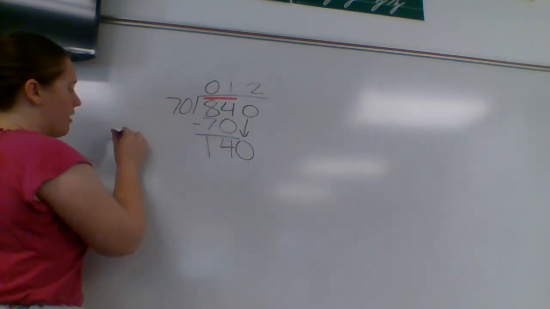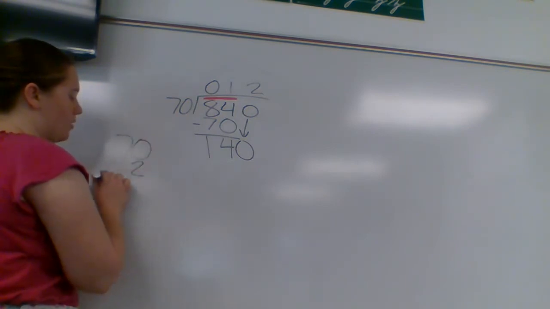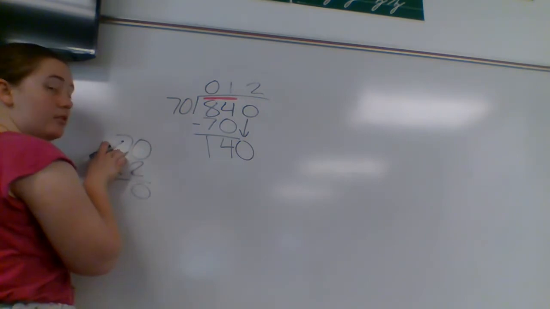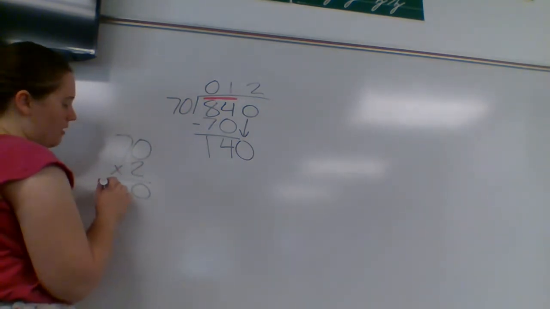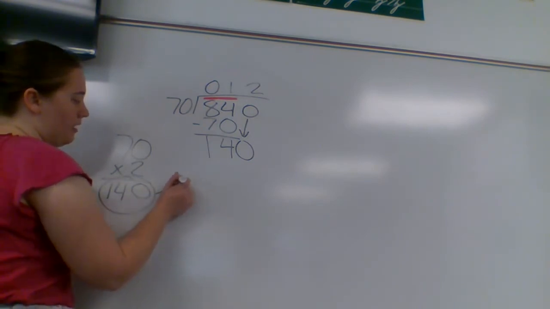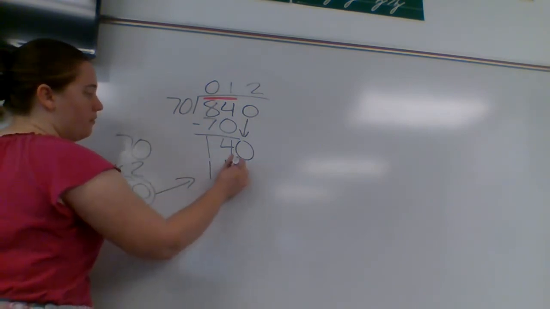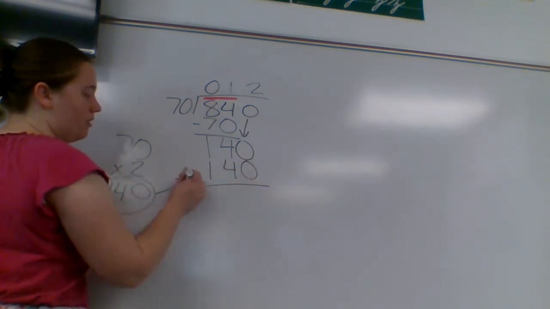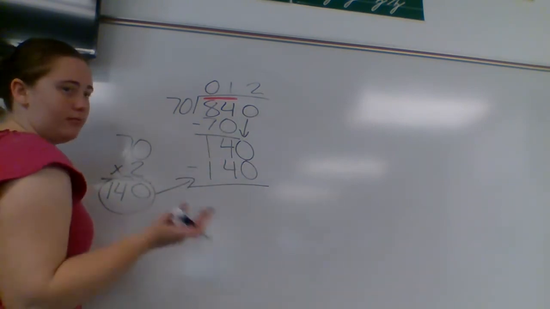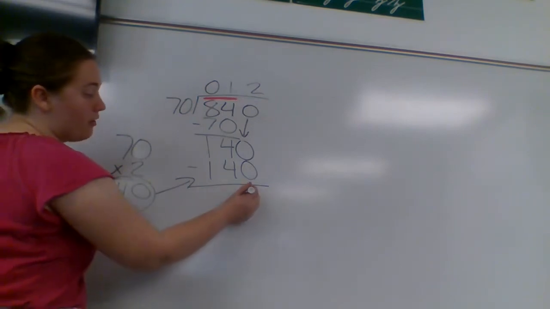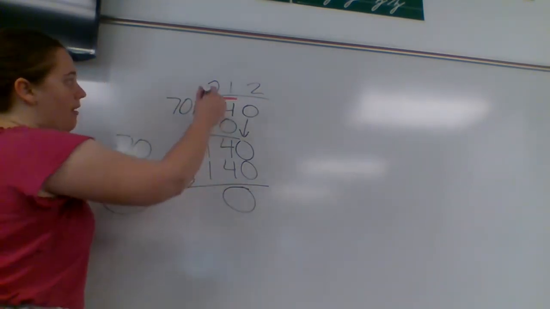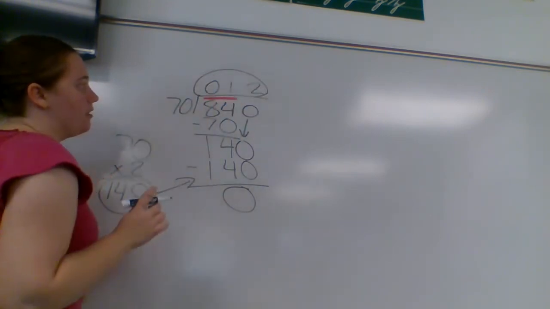And we need to do 70 times 2, so let's go and do that. 2 times 0 is 0. 2 times 7 is 14. So my answer is 140. It gets written over here. I'm going to subtract, and 140 minus 140, well, I know that's 0. So write 0. And it seems like my answer is this 12 up here.